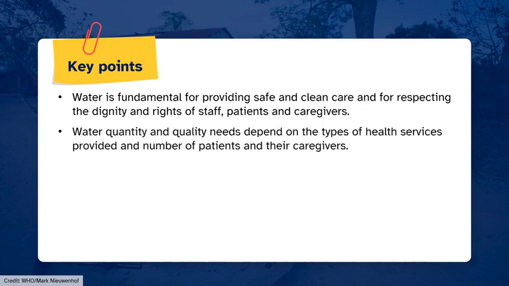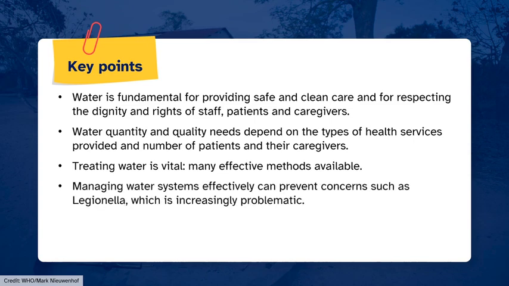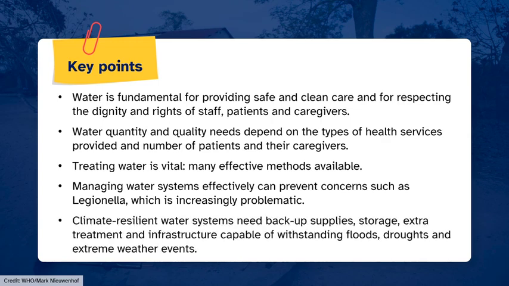Water quantity and quality needs depend on the types of health services provided and number of patients and their caregivers. Treating water is vital, with many effective methods available. Managing water systems effectively can prevent concerns such as Legionella, which is increasingly problematic. Finally, developing climate-resilient water systems involves planning for backup supplies, storage, extra treatment, and infrastructure capable of withstanding floods, droughts, and other extreme weather events.